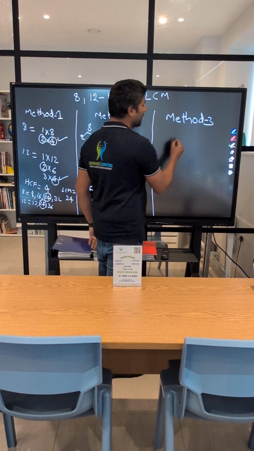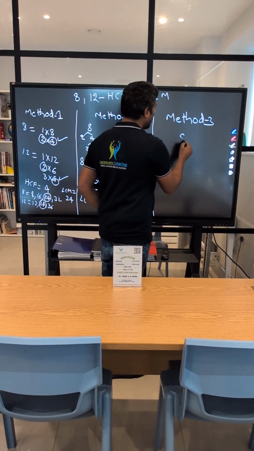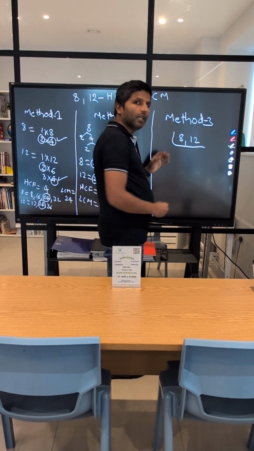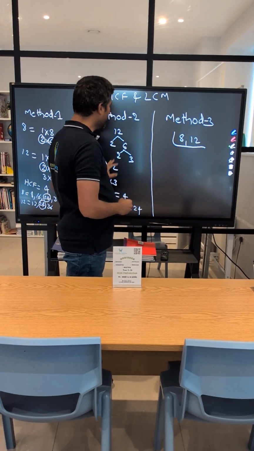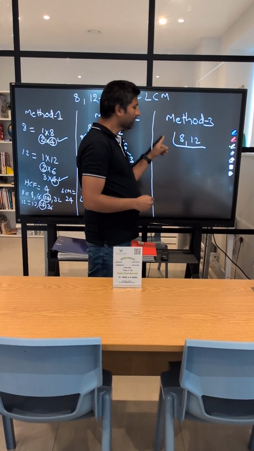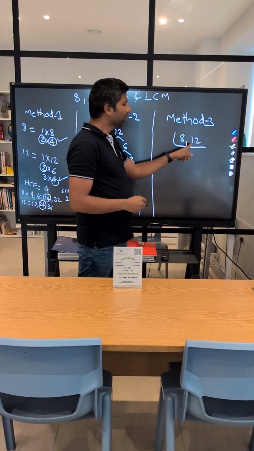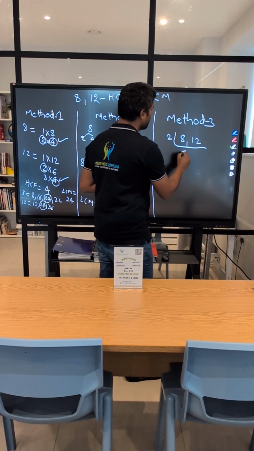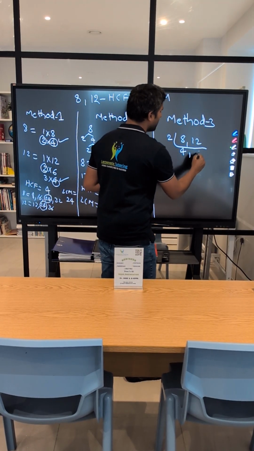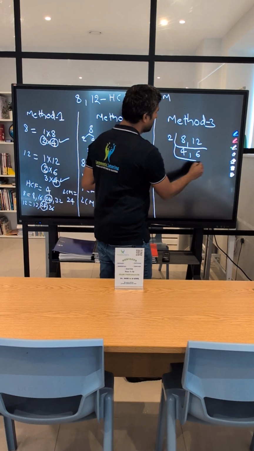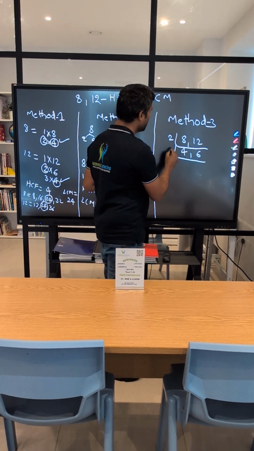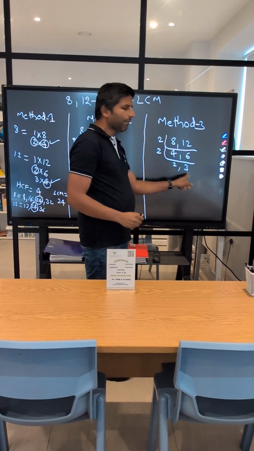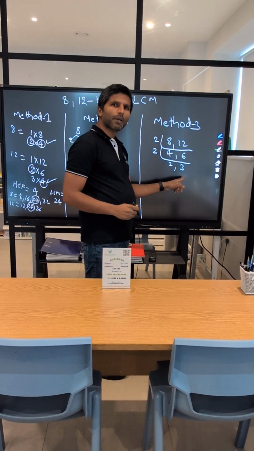What you do is use the ladder method. It's called 8 comma 12. You put them together, and then you find the prime factors the way you did before. You always use prime numbers to divide by. As 8 and 12 are even numbers, you can divide by 2. So what does it make? 4 and 6. And the next one, again they are even numbers, so you divide by 2: 2 and 3. You stop here. If you have 2 numbers and one of them is a prime number, you stop there.